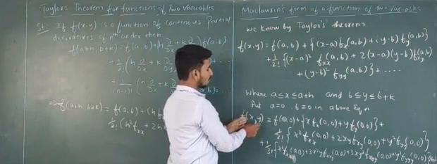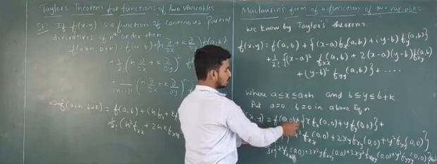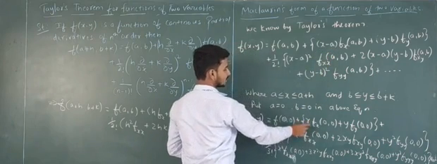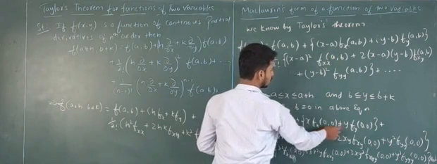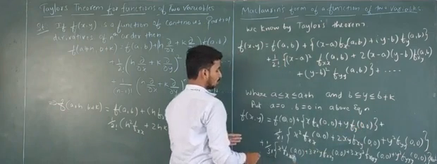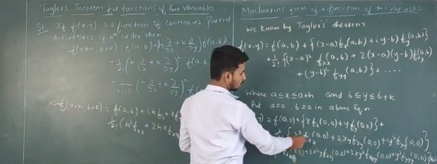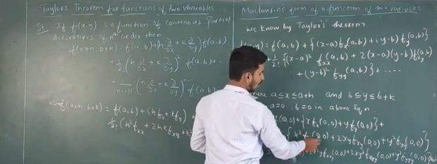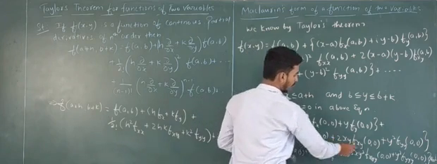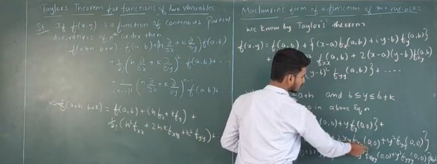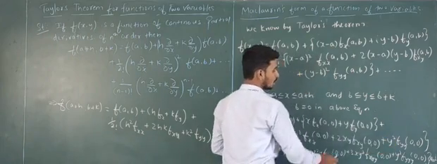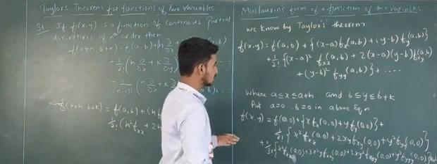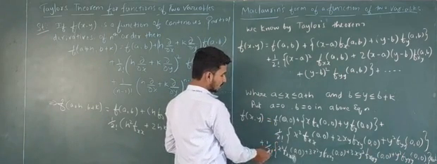That is f of x comma y equals f of 0 comma 0 plus x into fx of 0 comma 0, since the remaining is only x, plus y into fy of 0 comma 0 plus 1 by 2 factorial into x square into f with respect to x 2 times of 0 comma 0 plus 2xy fxy, function with respect to x and y, of 0 comma 0 plus y square into function 2 times with respect to y of 0 comma 0, and further if we continue, 1 by 3 factorial.